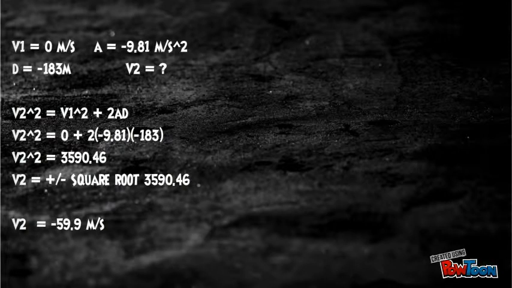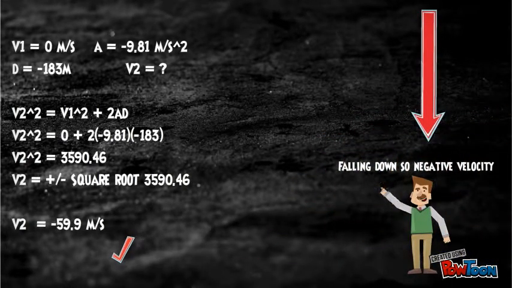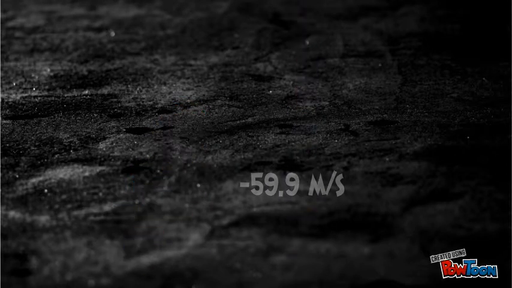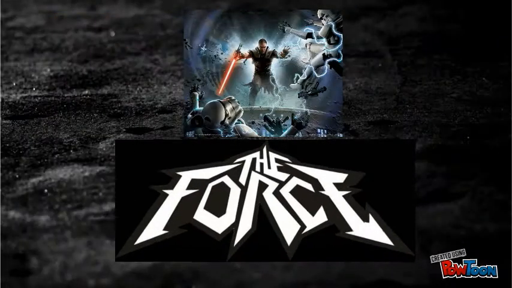For this equation, we know that her velocity will be negative as she is falling down towards the ground, so negative direction. At this point, we know that Gwen Stacy was falling at negative 59.9 meters per second, which is roughly 215 kilometers per hour, headed straight for the ground. As you saw in the movie, Spider-Man caught her with his web at the moment before impact. However, all that force has to go somewhere.